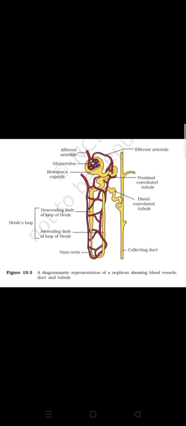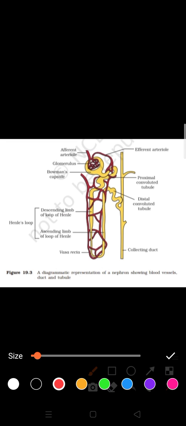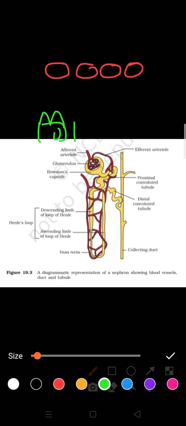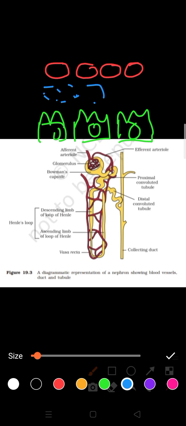Okay, I am just making it here. The glomerulus, the upper part I made, has this kind of structure. This is the glomerulus, and these are the podocytes, and in between them the basement membrane is present. Here the basement membrane is present, and this is the basement membrane.